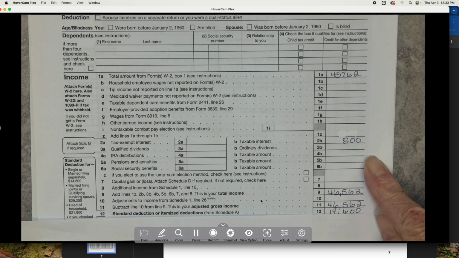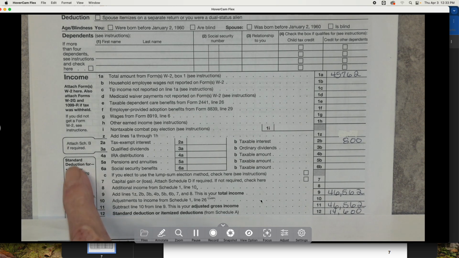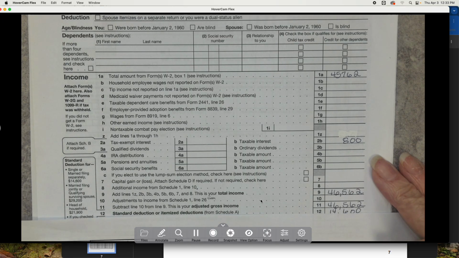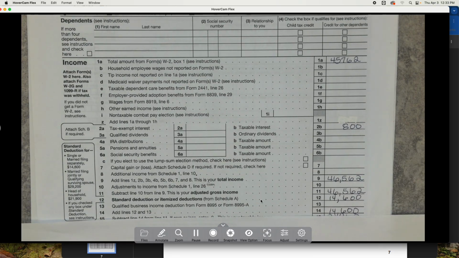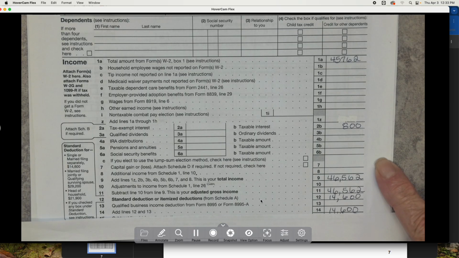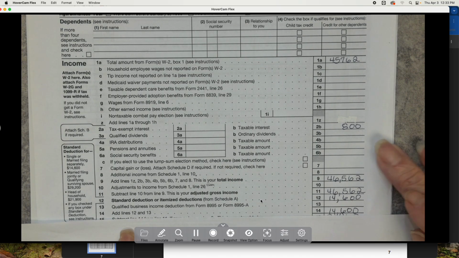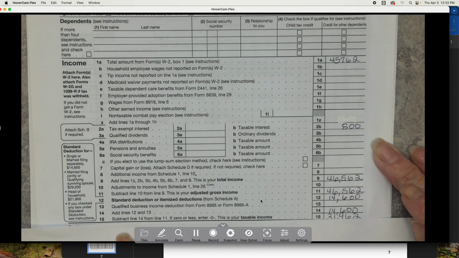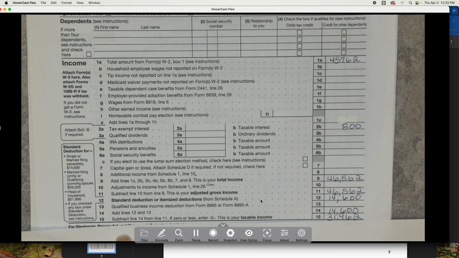Now, standard deduction or itemized deduction. He is single. He does not own a home. So therefore, we go over here and we can see the standard deduction for this year is $14,600. As we scroll down, the next information asks about qualified business. We don't have anything to enter there, so we are just going to put $14,600 for the standard deduction. We are then going to subtract that from $46,562, which is going to give us $31,962. That number is your taxable income.